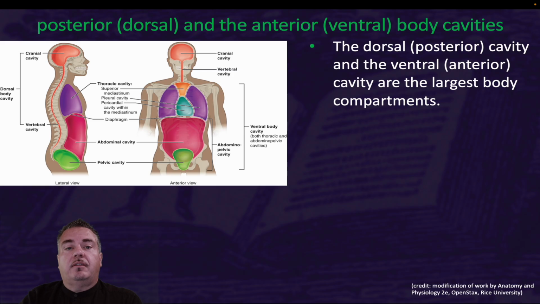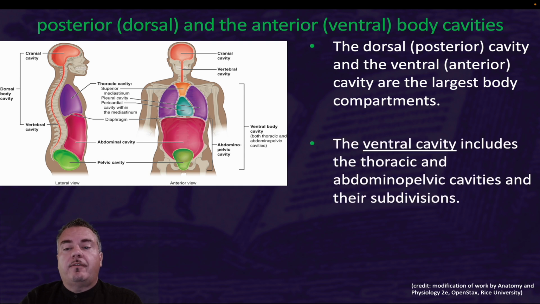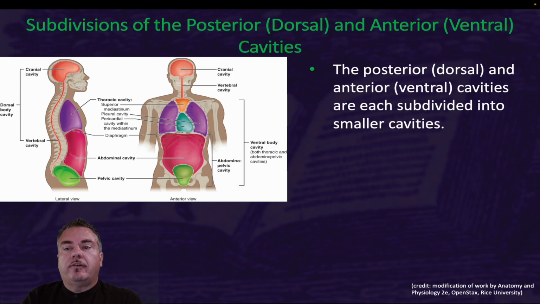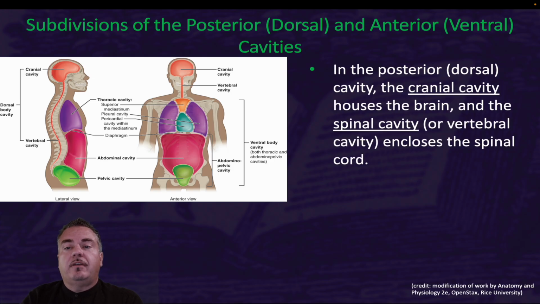We also need to understand the body cavities. The dorsal or posterior cavity and the ventral or anterior cavity are the largest body compartments. The ventral cavity includes the thoracic and abdominopelvic cavities and their subdivisions, while the dorsal cavity includes the cranial and spinal cavities. The posterior dorsal and anterior ventral cavities are each subdivided into smaller cavities. In the posterior dorsal cavity, the cranial cavity houses the brain, and the spinal cavity or vertebral cavity encloses the spinal cord.